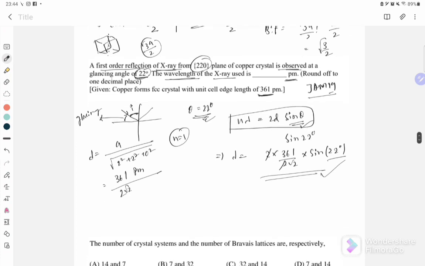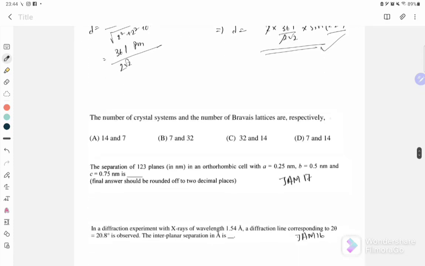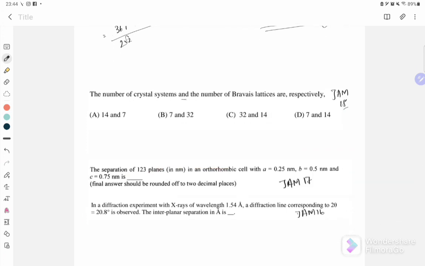Our next question came in JAM 18. That is very easy, the number of crystal systems and the number of Bravais lattices. Crystal systems we know is 7, and Bravais lattices we know is 14, so our answer is D.